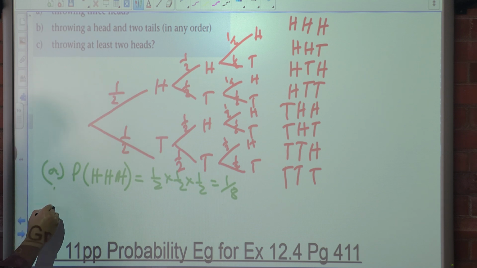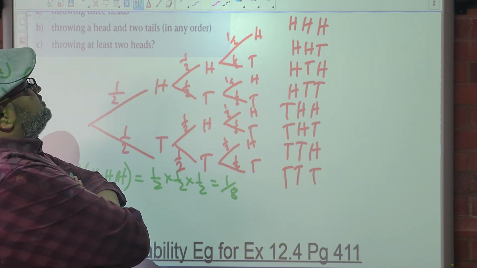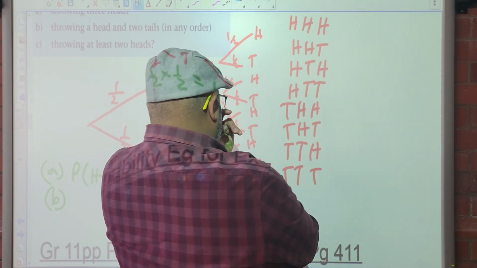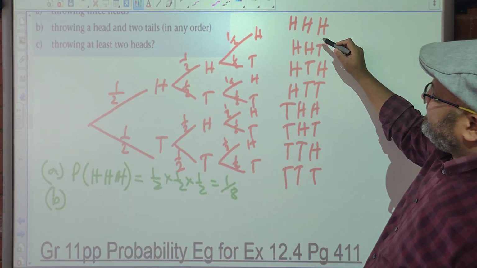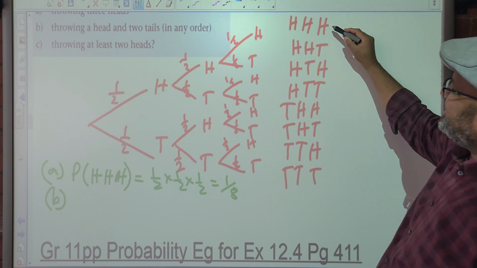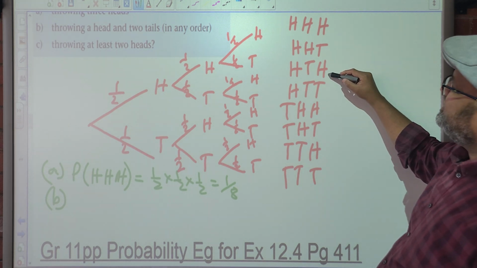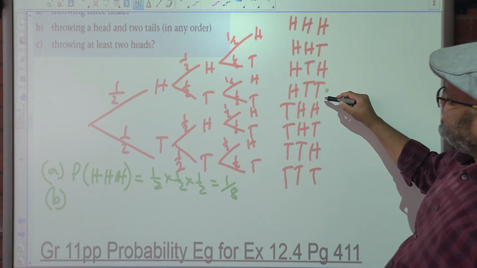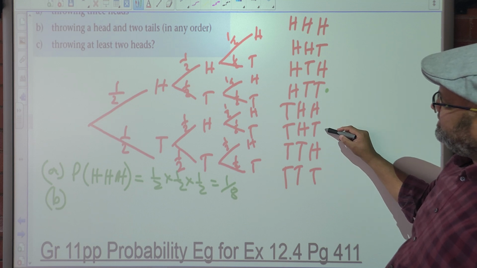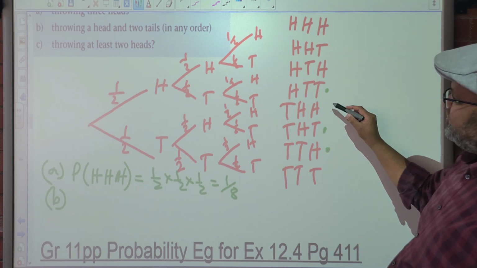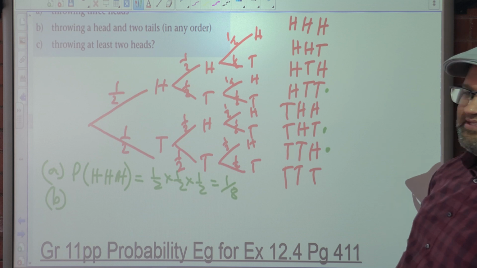Let's look at B. Throwing a heads and 2 tails in any order. So let's look. Heads and 2 tails, any order. So can I consider this one? This one? This one? This one? This one? So it's basically 3 out of 8.